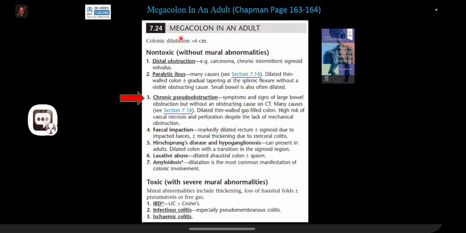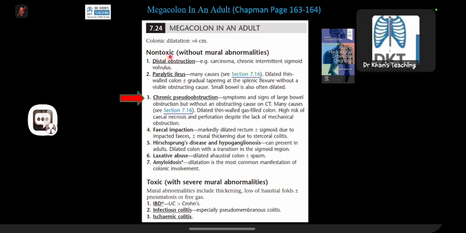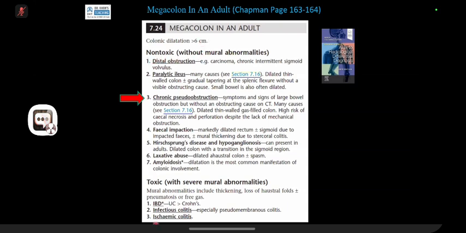So this is megacolon in adult, colonic dilatation more than 6 centimeter. Do you see this? Non-toxic, without mural abnormalities, and toxic. These are the two headings. This is extremely important for you as a gastroenterologist. Again and again, I'm telling you, this is known as toxic megacolon.